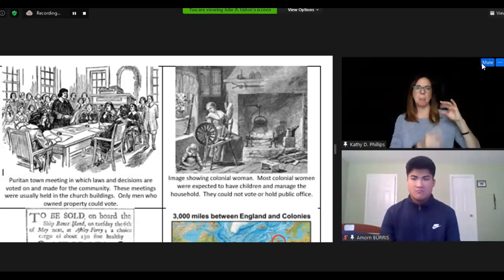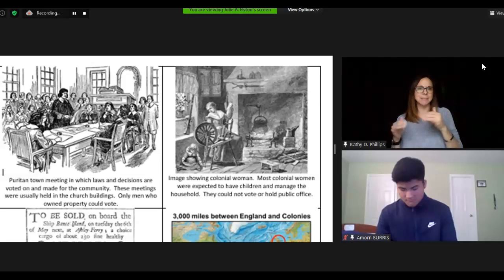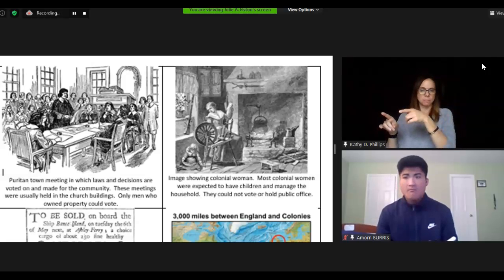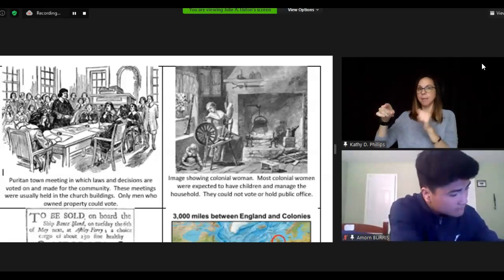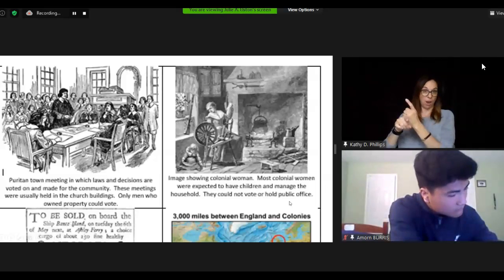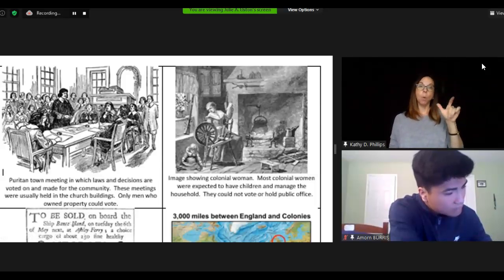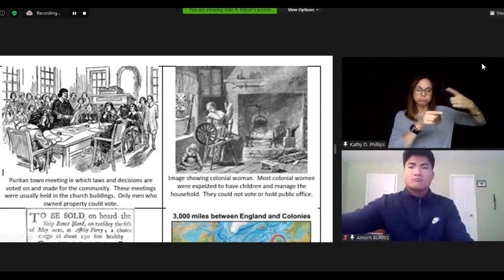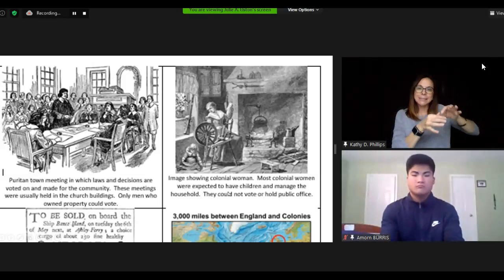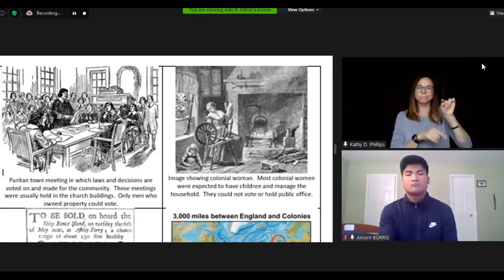No, because women didn't get the same rights as men did. Okay, so we definitely see an example of them not being democratic, right? In the picture on the right, we see an image of a colonial woman working with a spinning wheel, taking care of a young child. And the source tells us that women could not vote or hold public office. So certainly that's an example of not having democracy.